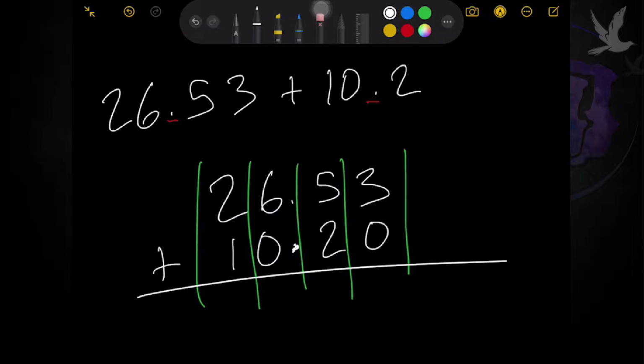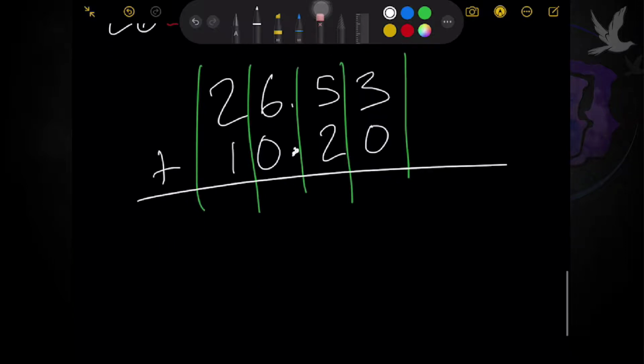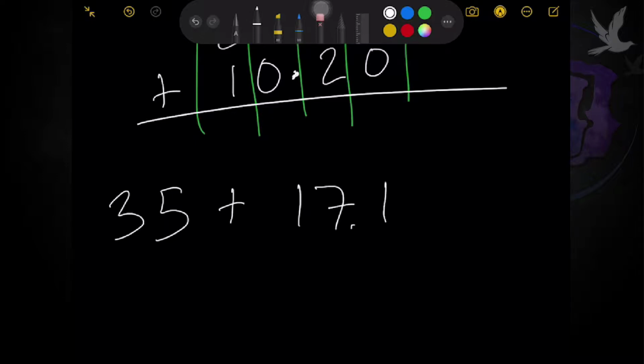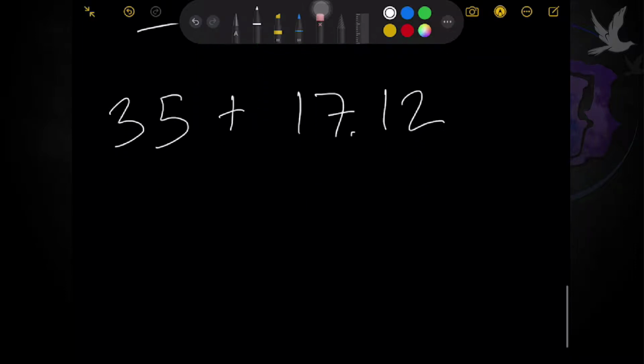Now, you might also ask me, Teacher Mark, what if we're going to experience, for example, let's say 35 plus 17.12. Now, Teacher Mark, what are we going to do? The 35 doesn't have a decimal. Okay, yes. By simply looking at the digit, wala.